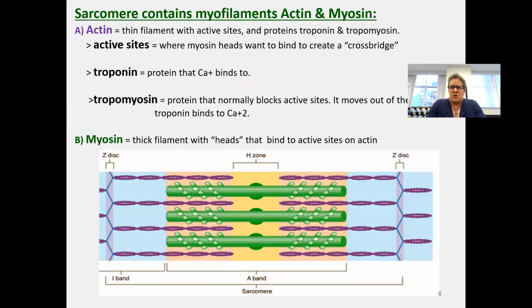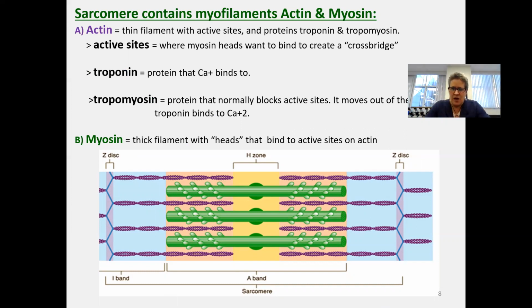So let's look at the sarcomere's basic structure. A sarcomere contains these myofilaments called actin and myosin. Actin is the thin filament, and they show it as this purple string right here. Myosin, shown as the green structure here with little fingers on it, that's myosin. So I remember actin being the thin filament because if you stay active, you stay thin. Okay? Well, actin has active sites that myosin, with those little fingers, wants to grab and pull on.